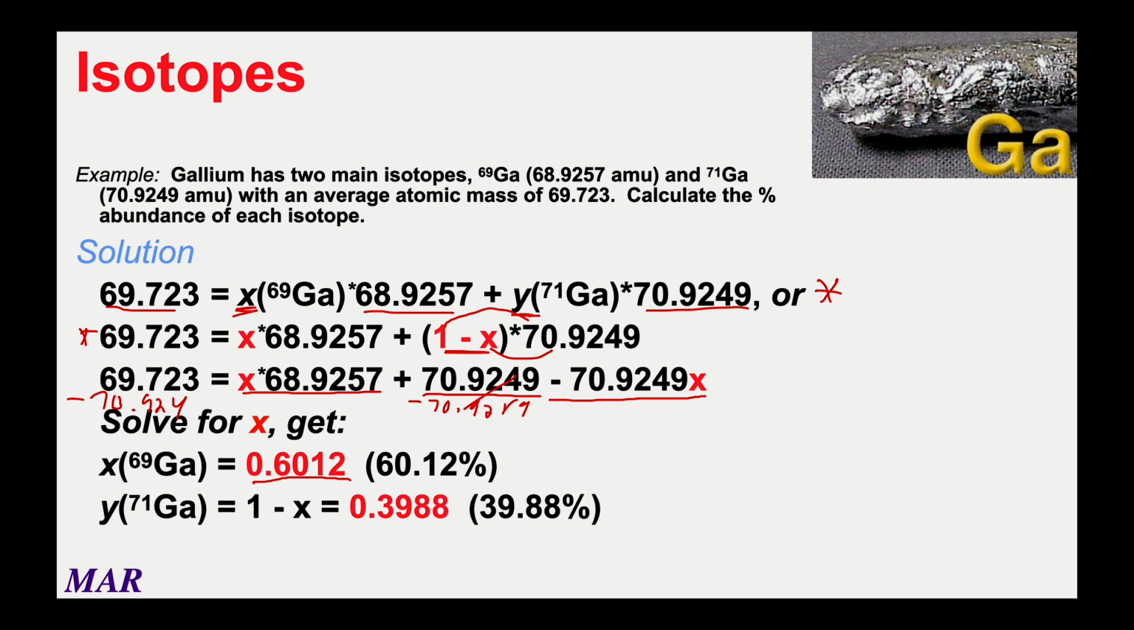We can go back and find the Y equals 1 minus X. So 1 minus 0.6012, you end up with 0.3988, and that of course would be 39.88% abundance for the gallium-71. So this is kind of a cool technique. It only works when you have two isotopes and you don't know their percentages. If you have three, you've got to go back to the drawing board. But with two of them, this works really well. Make sure you know how to do it. It's kind of a cool little technique to be able to master.